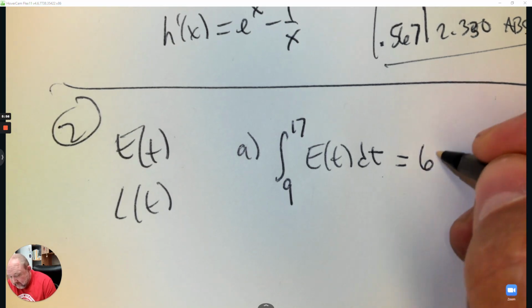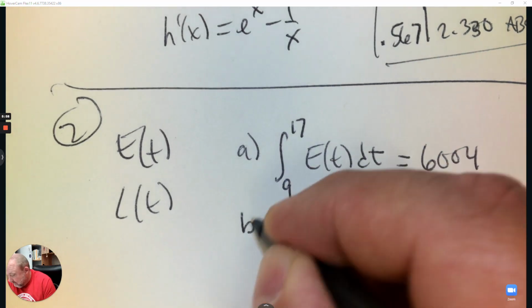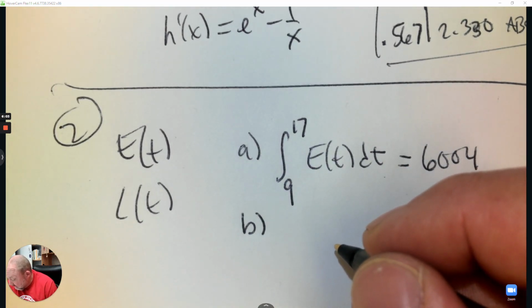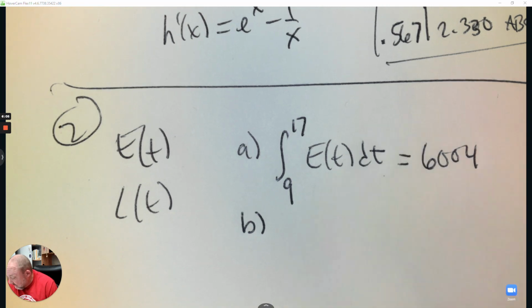Rounded to 6,004 people. Part B, the price of admission to the park is $15 till 5 p.m. After 5, it goes down to $11. How many dollars are collected from admissions to the park on the given day?